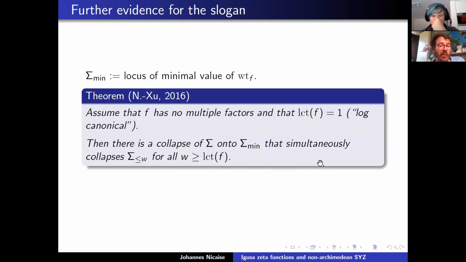And this is also consistent with the idea that there should be a gradient flow induced by the weight function contracting or collapsing the whole space sigma onto the locus of minimal weight. So there's a similar theorem in the case where f does not define log canonical singularities, but well, I don't think it's very meaningful to formulate it here. So let me keep it at this.